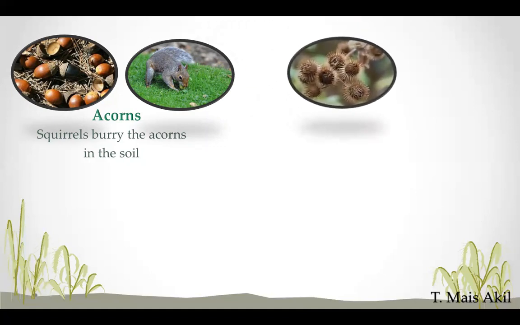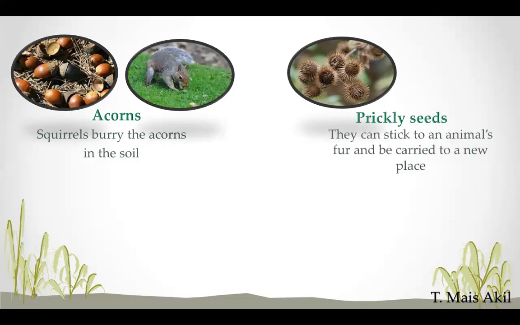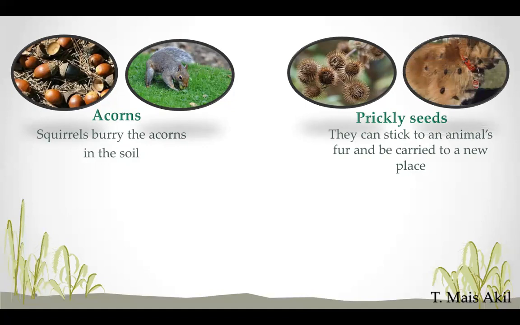Another way, some plants have prickly seeds. Prickly seeds, as you see, have spines or thorns. When the animals move between these plants, the seeds can get stuck in the animal's fur, so they stick to an animal's fur, and then the animals carry them to new places, and then they fall in the soil and grow into new plants.